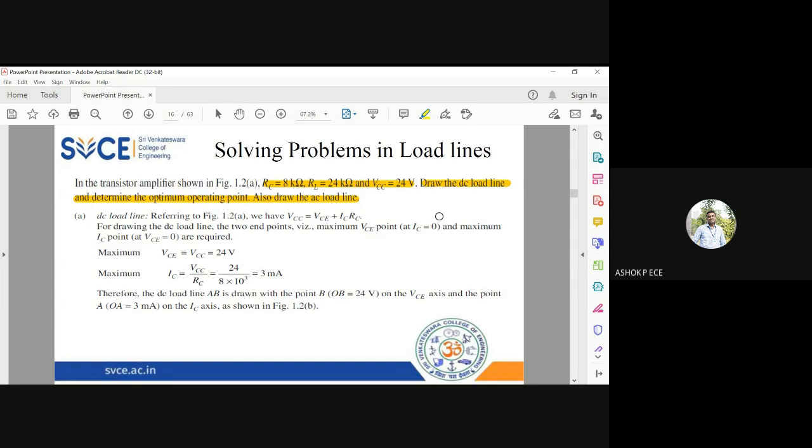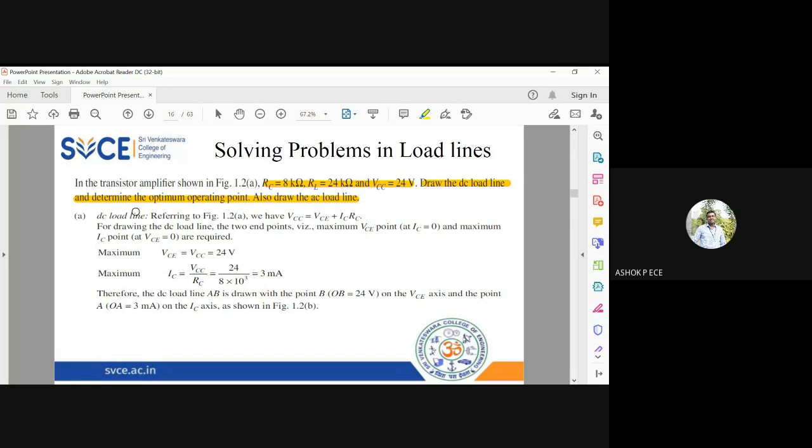In the exam also, the same type of problems may come. You will be asked to design the Q point for a particular operating condition. If the resistance values change, the Q point will also change. For these resistance values, we are going to find out the Q point. As I said before, the resistance values and the voltage source VCC value will determine the Q point of your transistor.